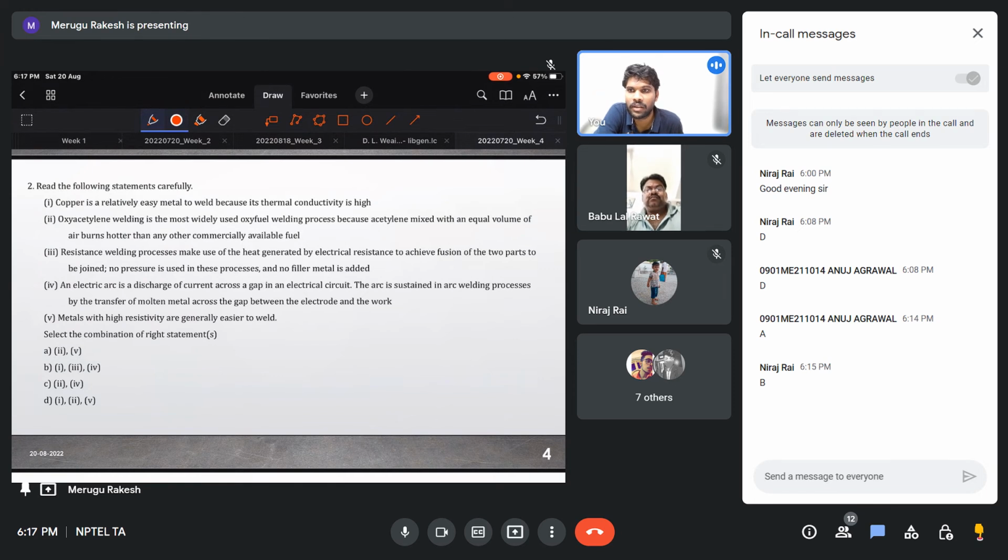The first option, the first statement, you can readily strike off because I just explained it. If thermal conductivity is too high, whatever heat you are giving will be easily dissipated. So it is very hard to melt the workpiece material. So the first option is wrong. But the rest of the options are very close. Unless you have a clear understanding, you cannot answer this.